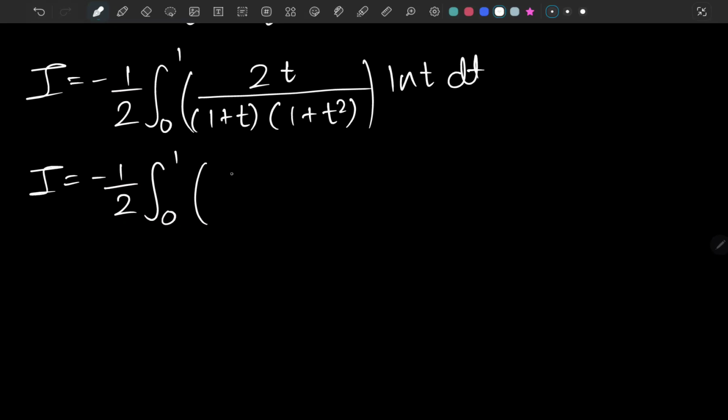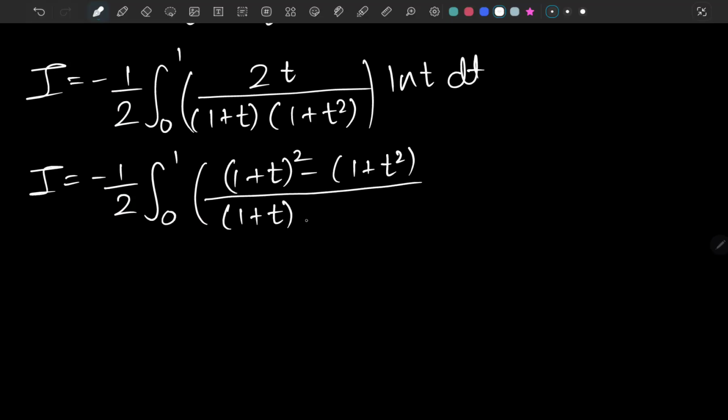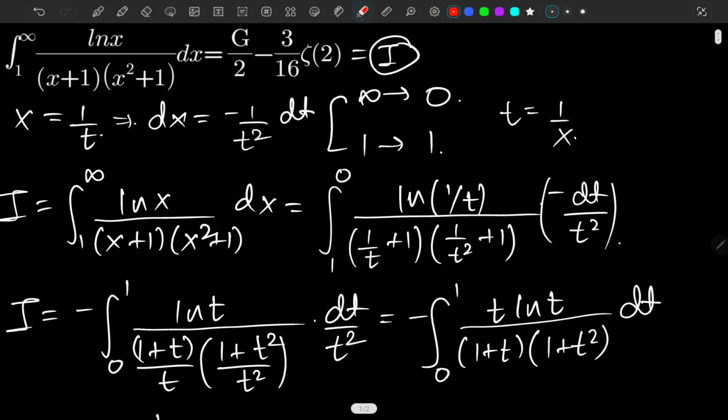We can write the numerator as (1 plus t) whole squared minus (1 plus t squared), over (1 plus t) times (1 plus t squared), and ln t dt. We don't have to forget about ln t, because that is why this integral is difficult. Otherwise it's not that difficult, because if we remove ln t, we would have to change the limits obviously, because it's a polynomial integral.